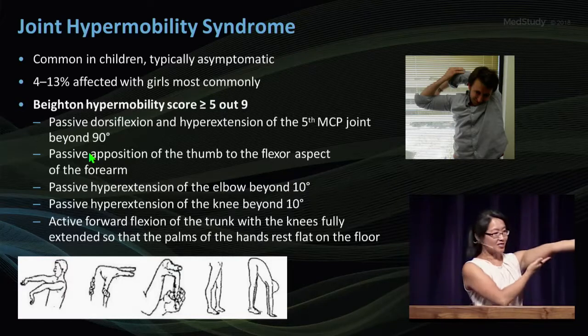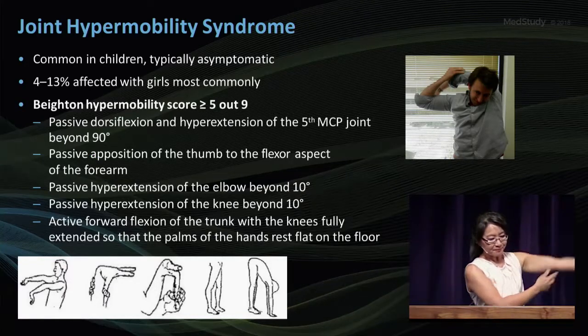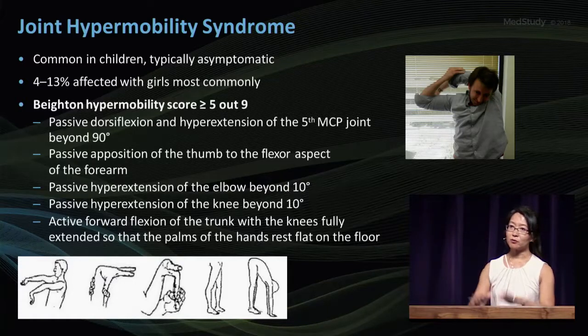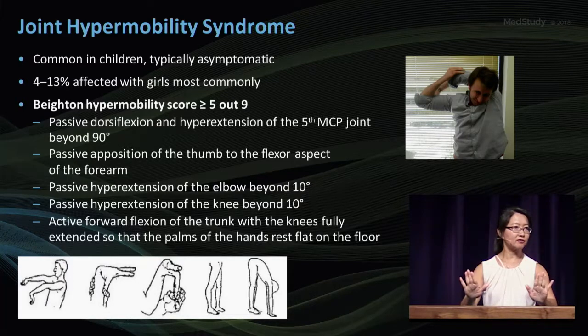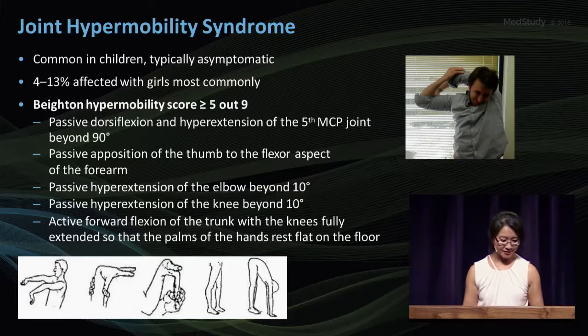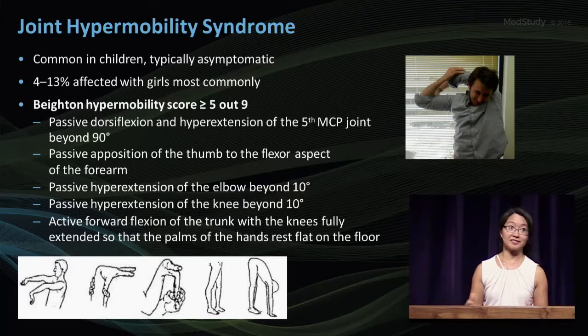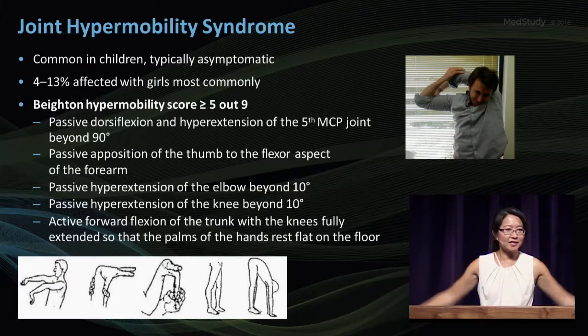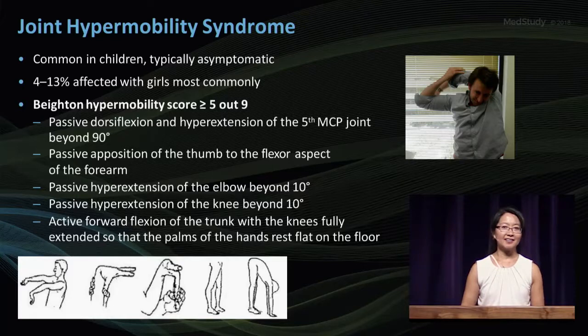They have hyperextension of the elbow greater than 10 degrees, hyperextension of the knees, and active forward flexion of the trunk where they touch the palms of their hands to the floor. I can't do that anymore. I used to. When they're younger, these children are really good gymnasts, right? They can do crazy tricks. They'll do the splits this way. They'll put their legs around their neck. They'll dislocate their shoulders just to show their friends that they can do it.